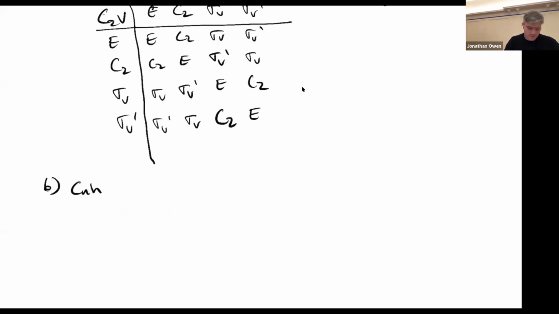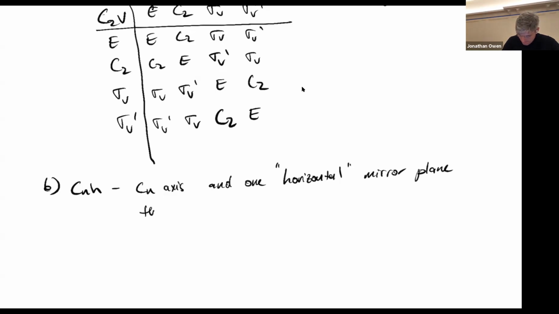C and H. These guys have a CN axis and one horizontal mirror plane that is orthogonal to the CN axis.